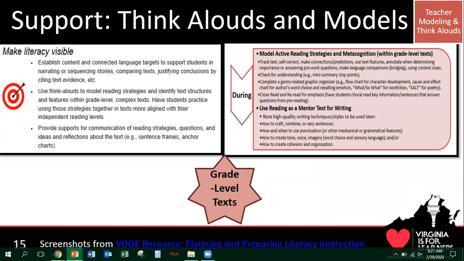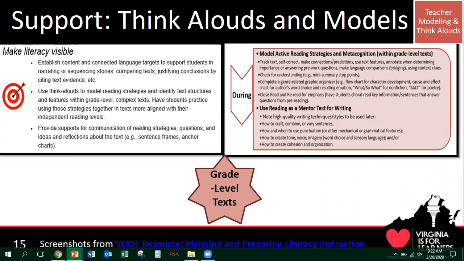One of the other supports is using teacher think alouds and models. There has been a lot of research recently on making learning visible, and in this case, making literacy visible. And one way we do that is by setting specific objectives for student learning. We know from Marzano's research that once students can identify what they're supposed to learn, or in this case, the language they're supposed to use, they're more likely to be successful having those clear expectations.